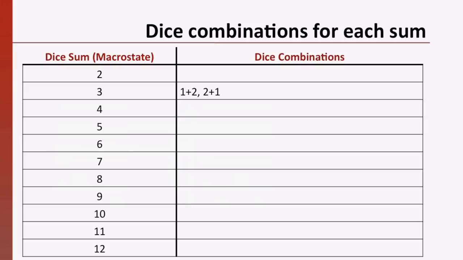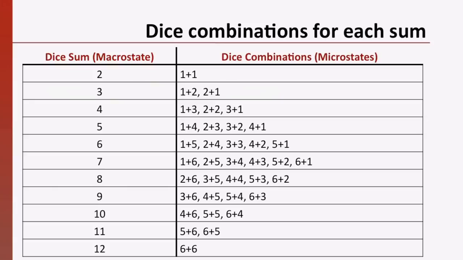For example, we can produce the sum of 3 by rolling a 1 on the first die and a 2 on the second die. Or we can roll a 2 on the first die and a 1 on the second die. So there are 2 combinations that will produce the sum of 3. The dice combinations that produce the remaining sums are shown here.